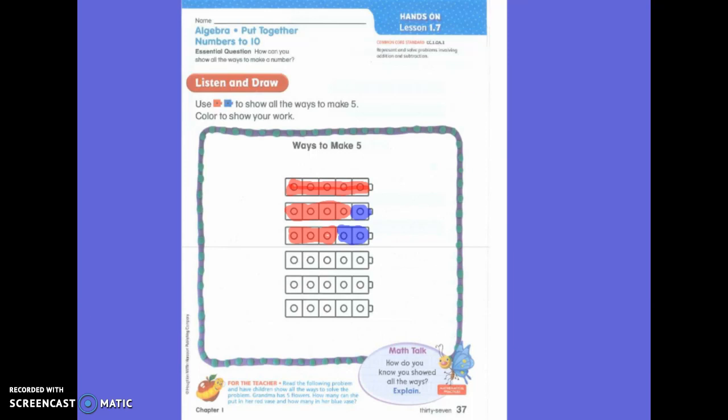Okay. So, we have 5 flowers in the red vase and 0 flowers in the blue vase. Then down here we have 4 flowers in the red vase and 1 flower in the blue vase. Are you starting to see the pattern? And then here we see 3 flowers in the red vase and 2 flowers in the blue vase. What do you see? What do you notice?